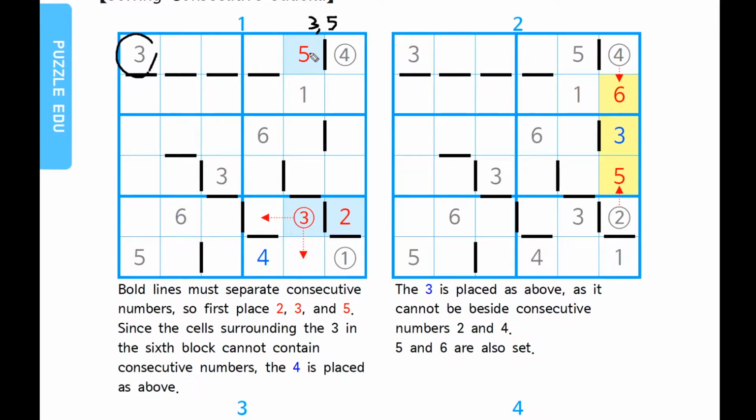Now for the sixth block, the only number that is consecutive to 1 is 2. Similarly, since the 1 already exists in this block, the only other number consecutive to 2 is 3. So we can place the red numbers as shown here. Once again, the number 4 is the only other number consecutive to 3 that we haven't yet placed. But since none of the adjacent cells around the 3 has a black line, the number 4 must be placed in this cell here.